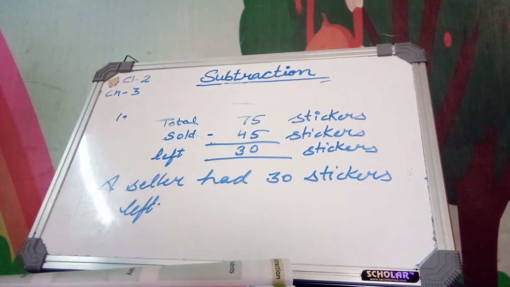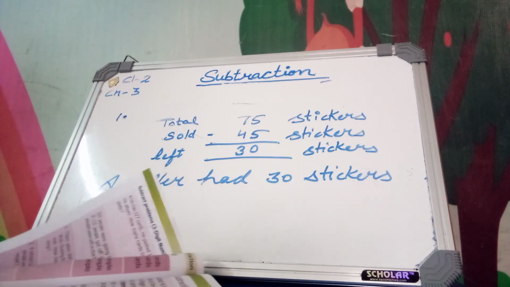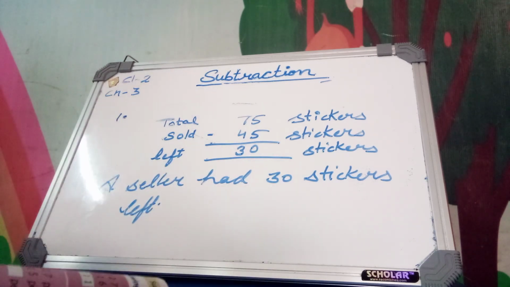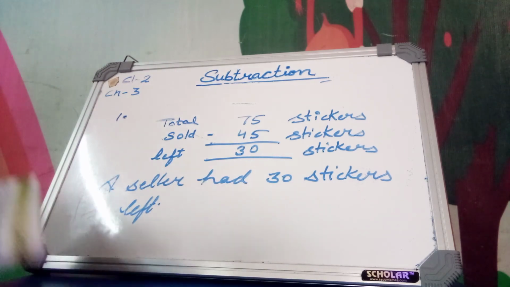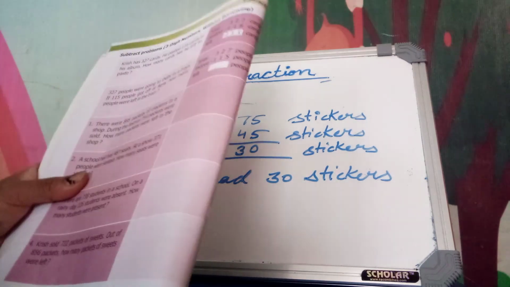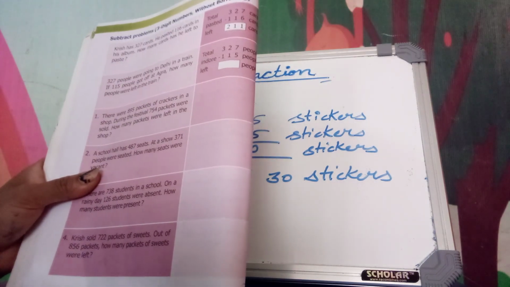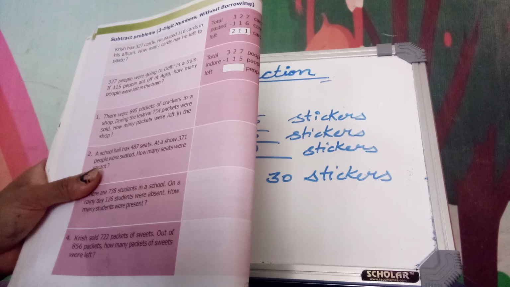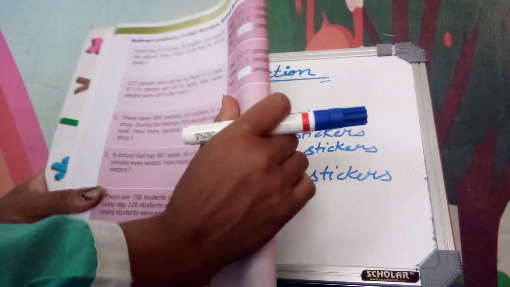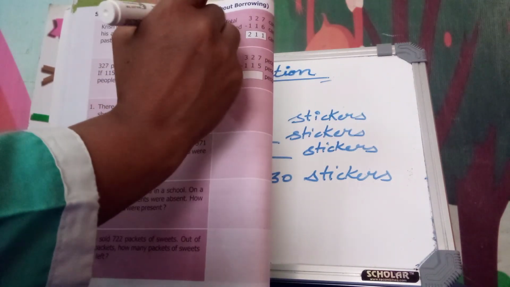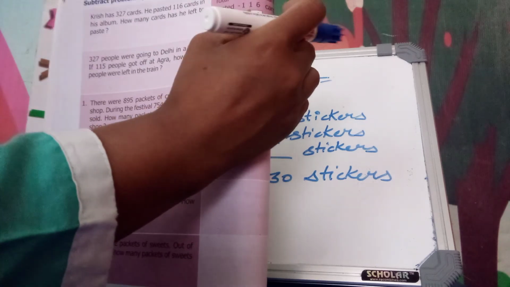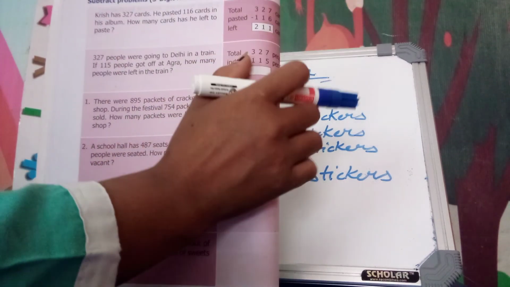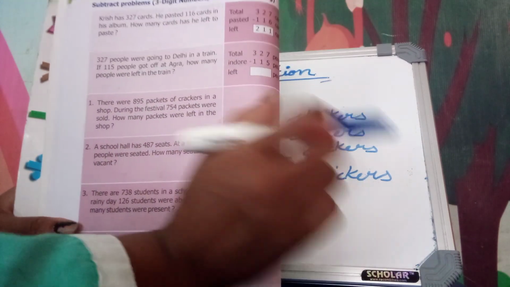Okay, this is the answer. Now do 3 and 4 yourself with statement also. Now look at the next page, page number 38. Now subtract 3-digit numbers without borrowing, these subtractions also.